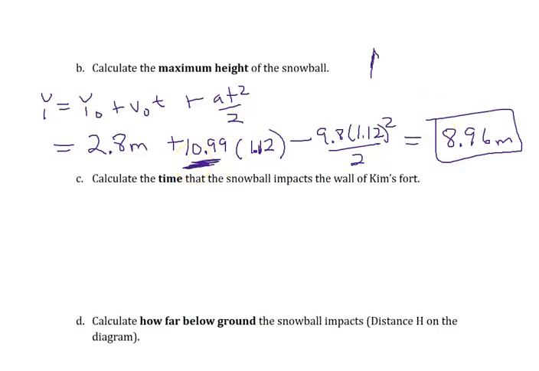Which is, I gave it way too much. I mean, that's a hefty snowball. He must have a tennis ball launcher. That's 25 miles an hour-ish. Okay, so that's a pretty massive max height.